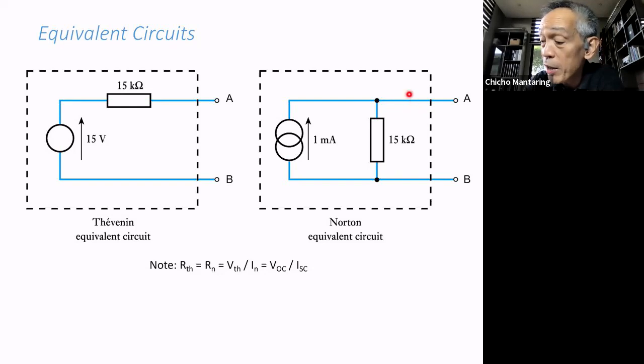On the other hand, if I knew my Norton equivalent, to get the Thevenin equivalent, I just multiply 1 mA by 15K to give me 15 volts. And then the 15K is placed in series. Any questions? So again, kung alam na nyo yung Thevenin equivalent, it's easy to get the Norton equivalent and vice versa.